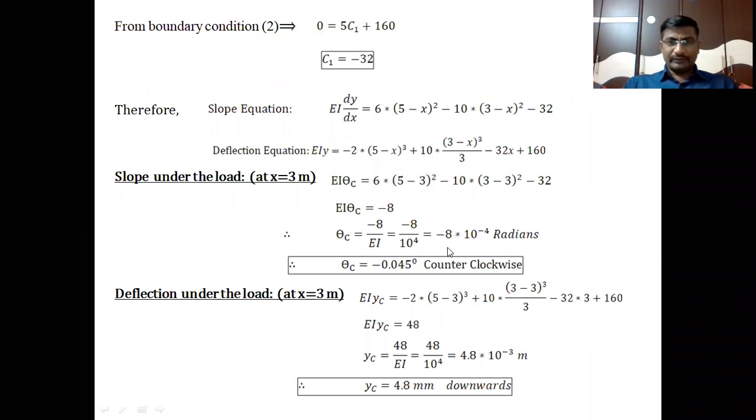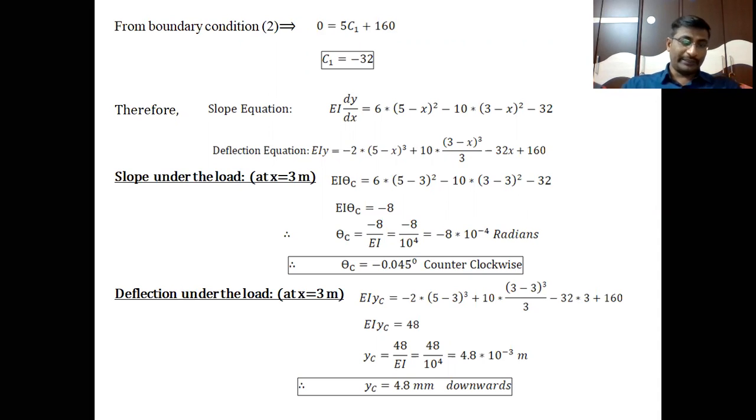So minus 8 into 10 to the power minus 4 radians. Theta comes in radians. After conversion from radians into degrees, we will get minus 0.045. How to convert this 8 into 10 to the power minus 4 into degrees? 8 into 10 to the power minus 4 into 180 by pi, then we'll get the degrees. Minus 0.045 degrees, which is a counterclockwise or anti-clockwise slope. That negative sign represents anti-clockwise slope. If you get a positive slope, then that is the clockwise slope.